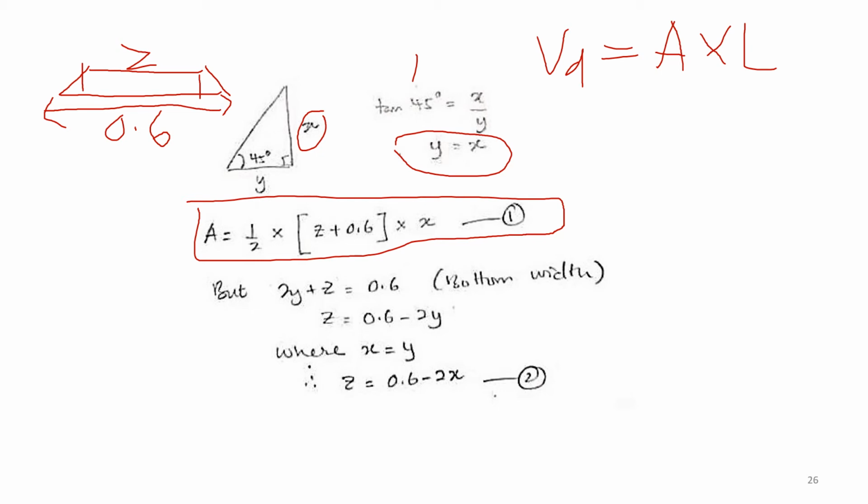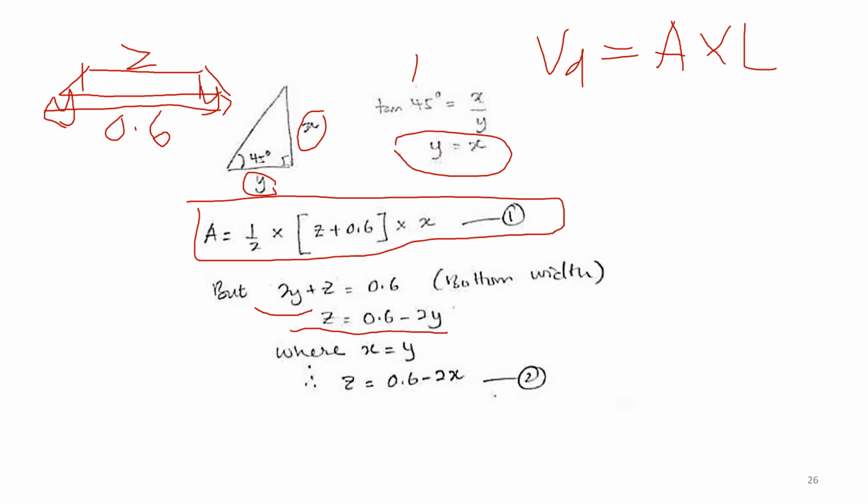Okay, then we can confirm that the bottom width is 2y plus z. We have 2y, 2y is the side. This is y, this is y. Length of the triangle at the side is y. So we have 2y because it is on the left and right. Plus the z, we get 0.6. So we can know the z is represented by 0.6 minus 2y.